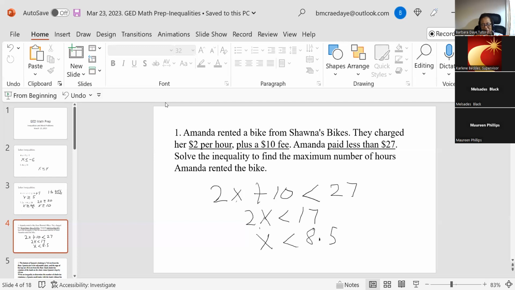So what's the maximum number of hours she can rent? 8.5 hours. And if it were whole number hours, it would just be 8 hours, right? Because it says less than the $27. So if you tried to put 9, it would be more than the $27. So that's the 8.